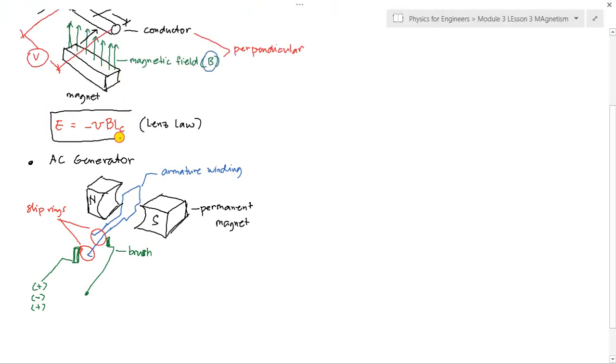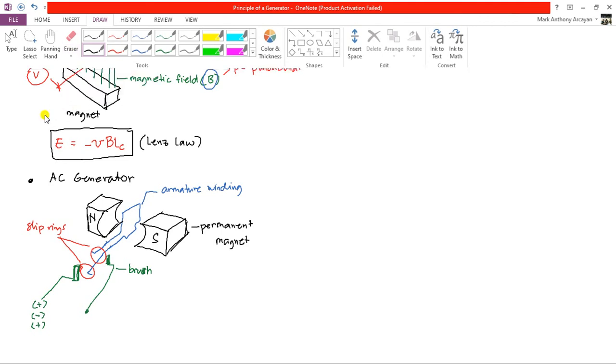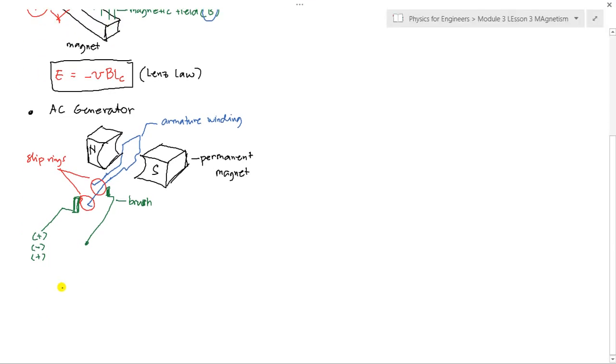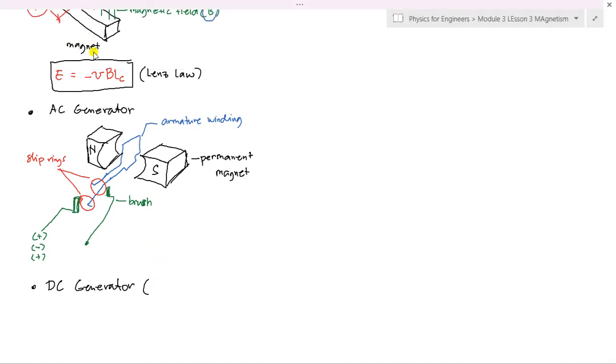This formula: E equals negative vBL. Again, the conductor should be perpendicular to the magnetic field to have maximum generation of voltage. Now, if that is the case, then we have a series of operations. The difference, added information, in the DC generator is that its output is DC, meaning it is not alternating. So a DC generator uses split rings, rather than slip rings.